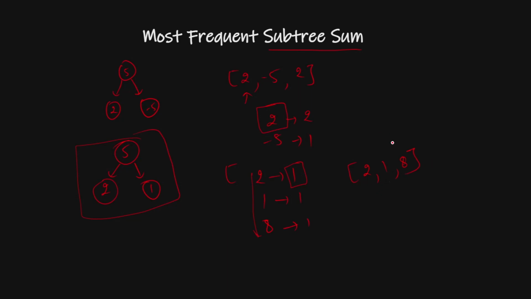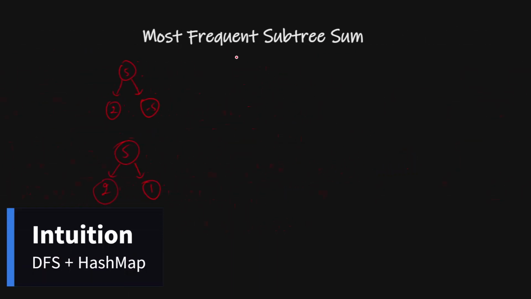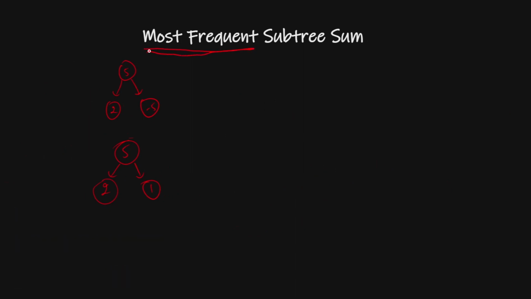So now how do we solve that? Let's understand the intuition first. Before finding the most frequent element, I should know how to find the subtree sum. So if I have this tree, how do I find the subtree sum? There are two approaches to solve tree problems: we can do top down or bottom up in recursion.